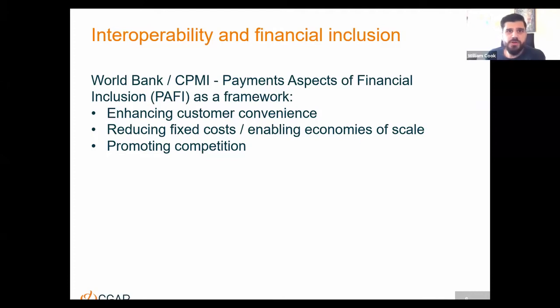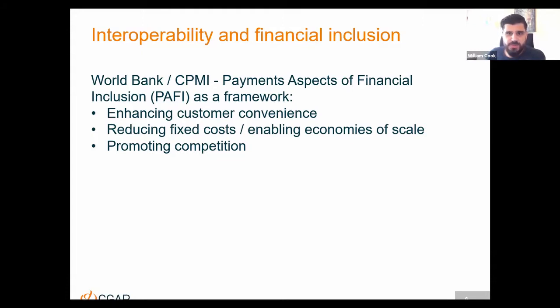But if we come back to interoperability then, what is interoperability's role in all of this? Well, as CGAP thinks about it, we generally use the World Bank and CPMI's framework, as they've developed through the payments aspects of financial inclusion, PAFI. They talk about enhancing customer convenience. That's really, first and foremost, what Sarah was talking about at the beginning. If I have provider A, Dylan has provider B, obviously it's easier if we can transact with each other rather than having to resort to workarounds or to cash and so forth. But there's also this notion of reducing fixed costs and enabling economies of scale.